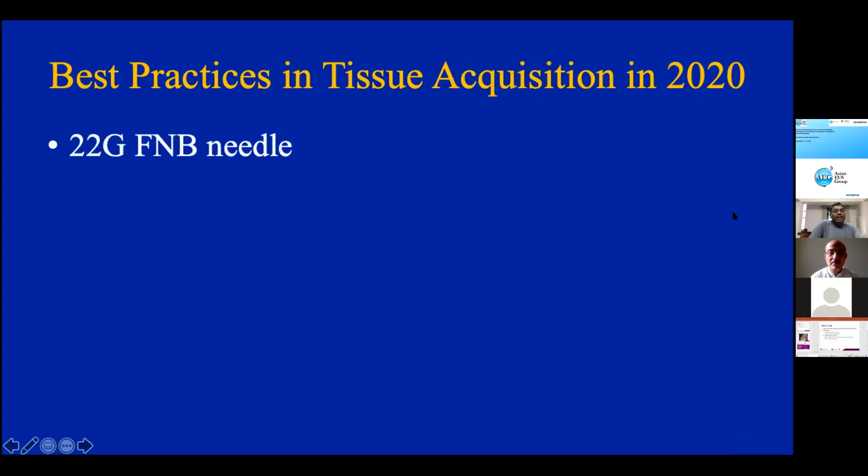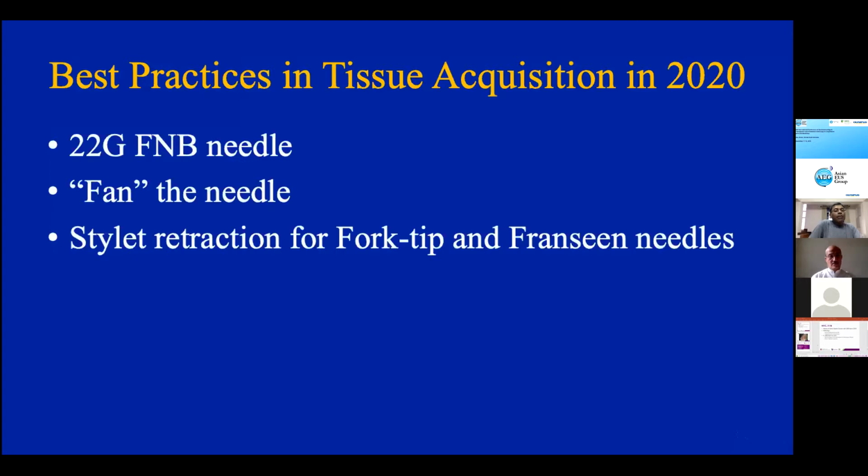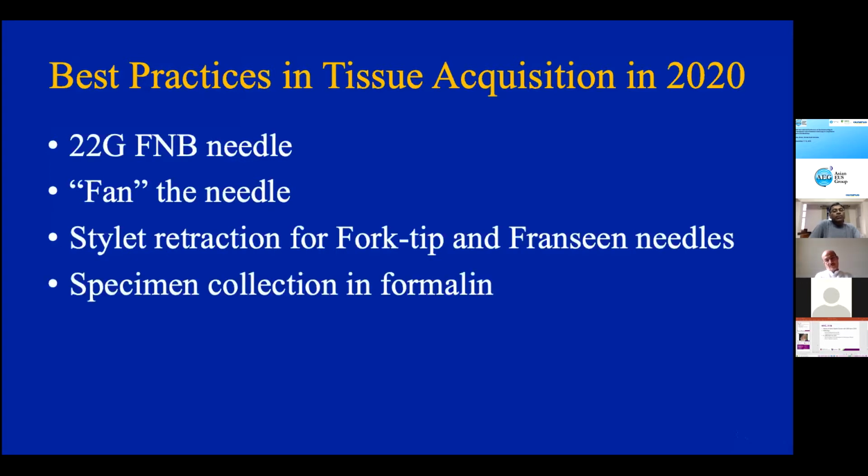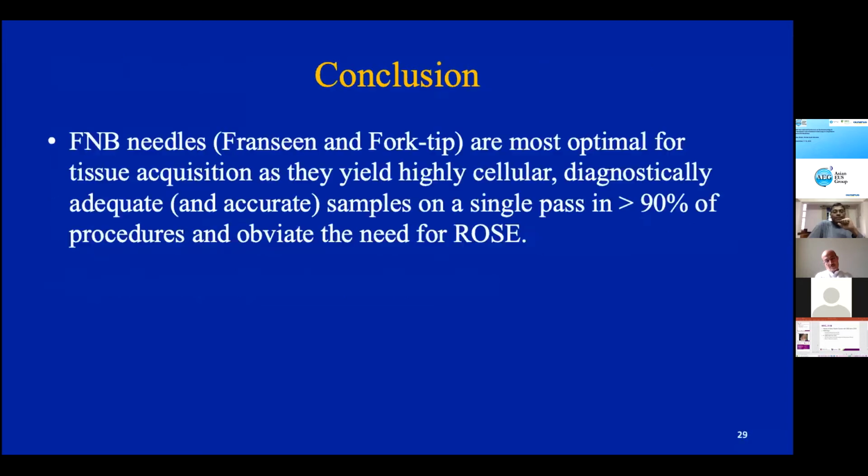So for the best practices in 2020, my recommendation is to use a 22 gauge FNB needle. Always fan the needle. The stylet retraction technique is most optimal for the fork tip and the Franseen needle. Make sure you collect your specimens in formalin. If you do all of this, then you can be assured of more than 90% adequacy and accuracy on a single pass using one of the 2 needles in all your patients.